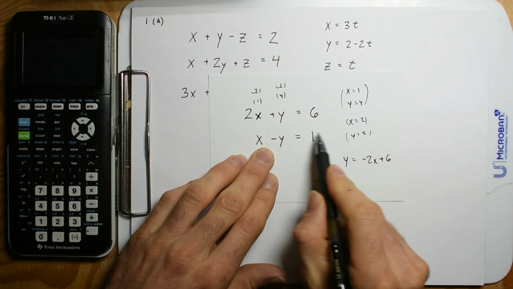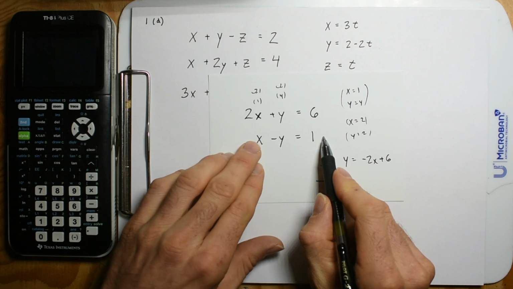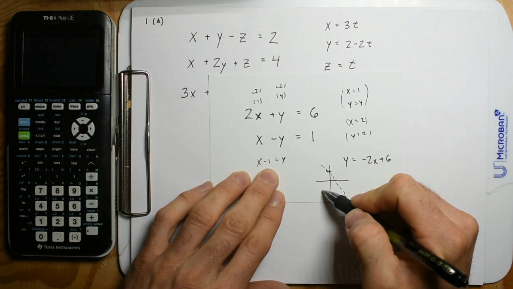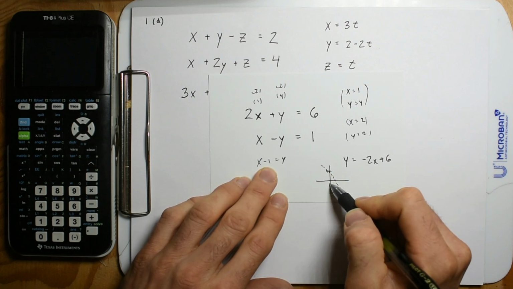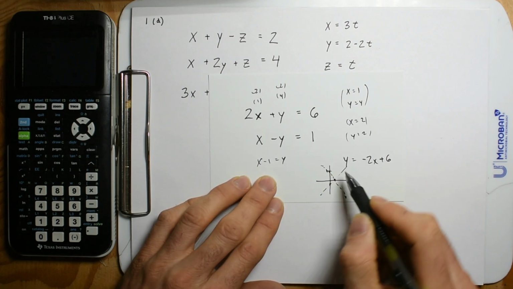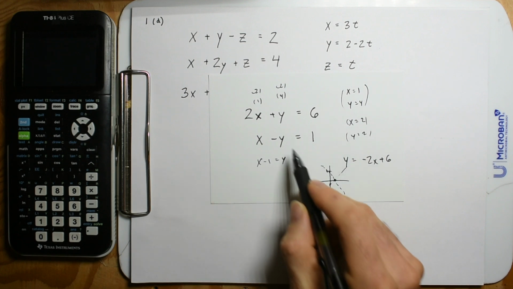This one, let's get the y to this side. This is going to be x minus 1 is equal to y. That's going to be a y-intercept of negative 1 and a slope of 1. So right there you're going to have a definite solution.